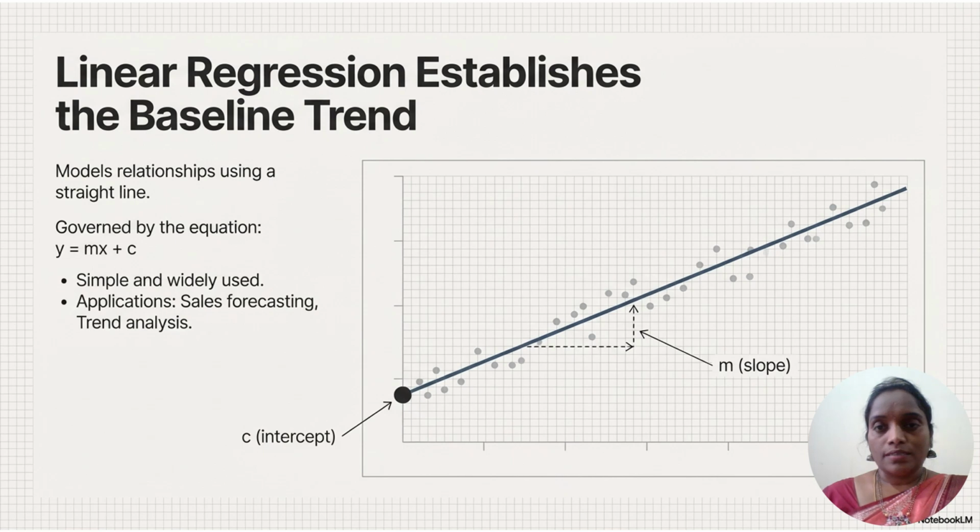Linear regression is the simplest regression technique. It models the relationship between input and output by using a simple straight line equation, where the equation is y equals mx plus c, where m represents the slope of the line and c represents the intercept. Linear regression is widely used for trend analysis, forecasting, and prediction problems where a linear relationship exists between the variables.